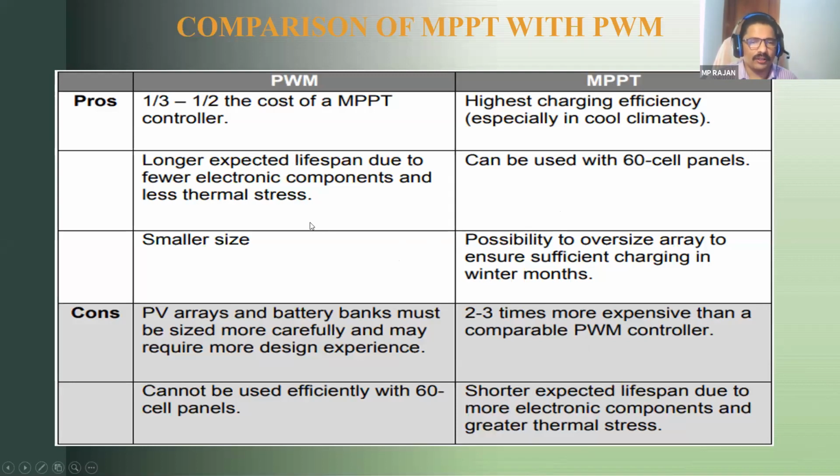Okay, so it cannot be used with the 60 cell bigger solar power system. PWM method is the waste. It cannot be used. Whereas this is very suitable for the MPPT.